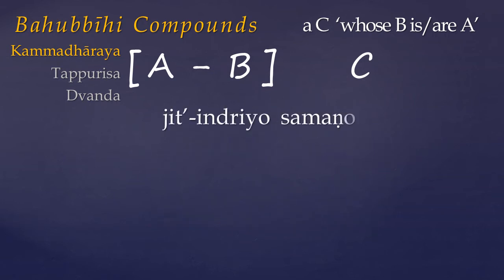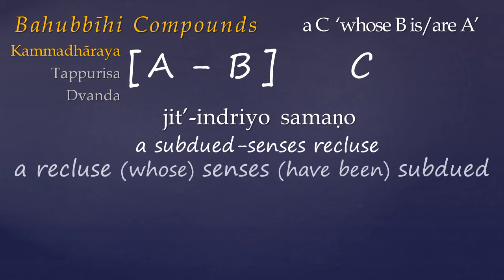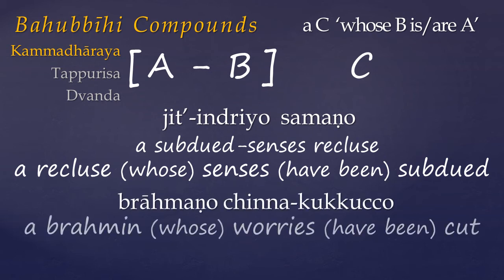Sometimes it's better to think in terms of the relative formula and use relative pronouns, especially when the first member of the compound is a past participle, which then tends to have a more present perfective sense. So a subdued-senses recluse may be better rendered as a recluse whose senses have been subdued. A cut-worries Brahmin is a Brahmin whose worries have been cut.